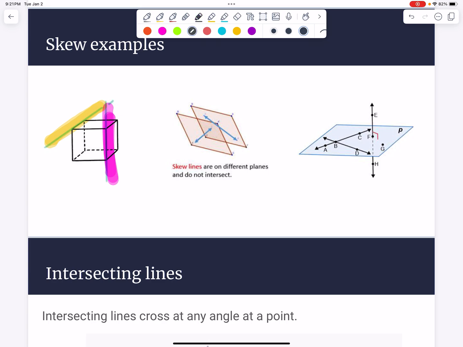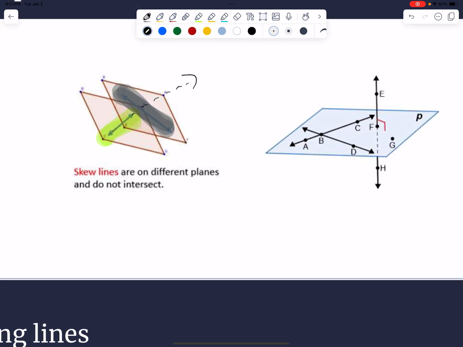Here are some skew lines on a plane. This gray would never ever cross this green. Those are on different planes, so the green is happening behind. If I were to extend that line, it'd be a dotted line because it's happening behind. And then what are some skew lines in this picture?